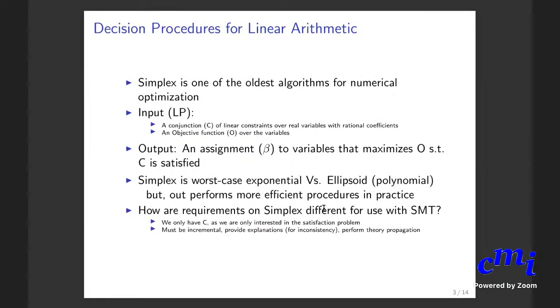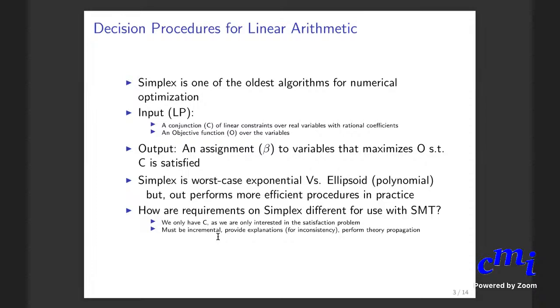Of course, the requirements on simplex are slightly different when it is used inside SMT solvers. There's no objective function. We just have the constraints. We're only interested in the satisfaction problem: given a set of linear constraints, whether all of them can be satisfied simultaneously. And we need to be able to do it incrementally.